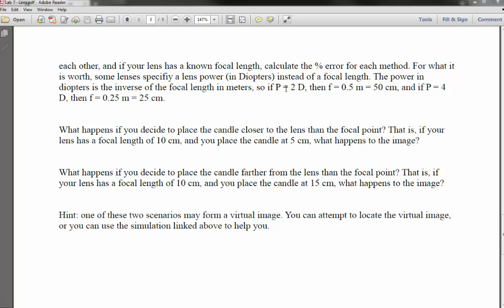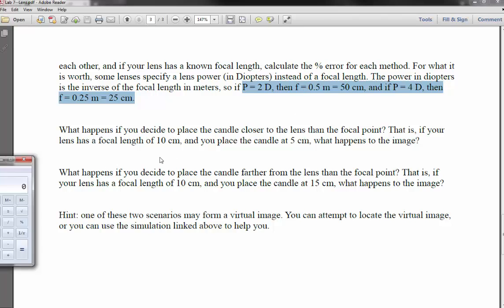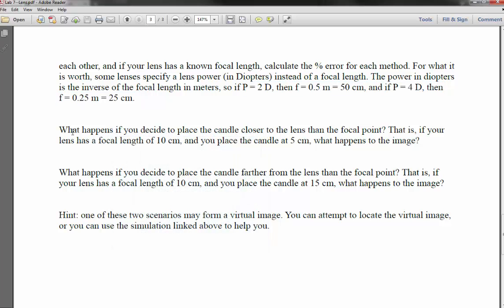There is a kind of for what it's worth comment here about specifying lens power. This is really just of interest for those of you who know that your eye doctor maybe specifies the strength of the eyeglasses you need in diopters. The focal length we just found for that lens was 0.75 meters because it was 75 centimeters. So that lens has a power of 1.33 diopters for what that's worth.